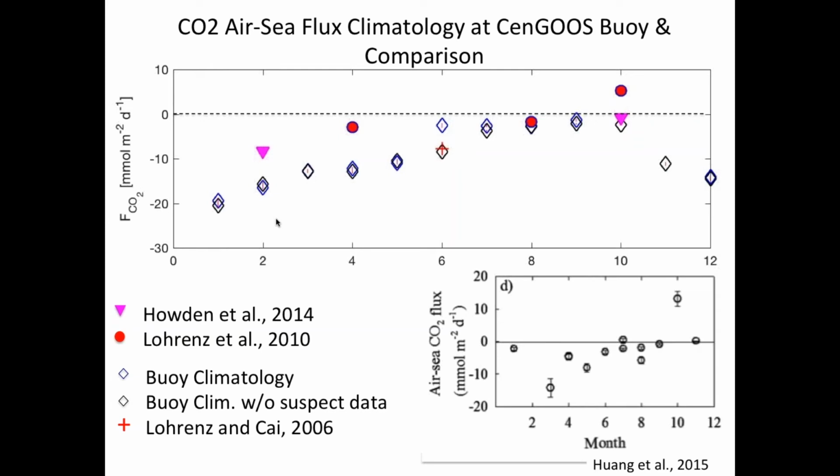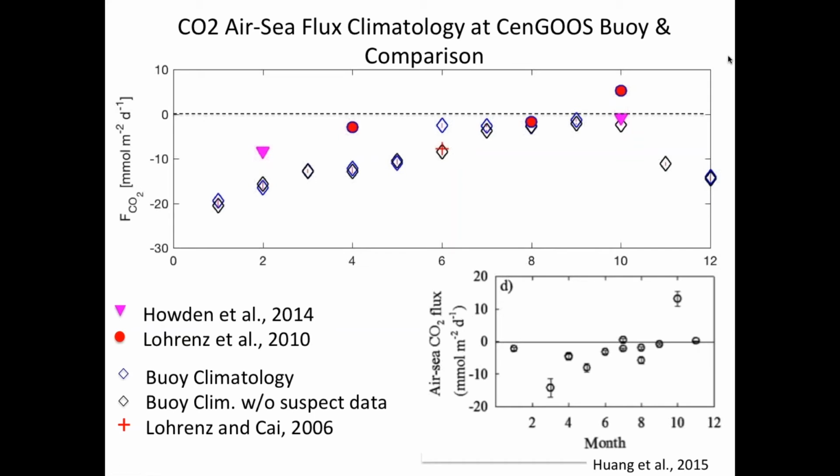The magenta inverted triangles are from the wave glider experiment, which I'm going to get to next. There's a red cross from a study by Lorenz and Kai. And then down below to the right, I've reproduced a figure from Huang et al. 2015. These are results from combining data from multiple Gulf carbon cruises and coming up with an air-sea flux climatology. They don't differ that much between the two, with the big exception of the October value in the Huang et al. paper.